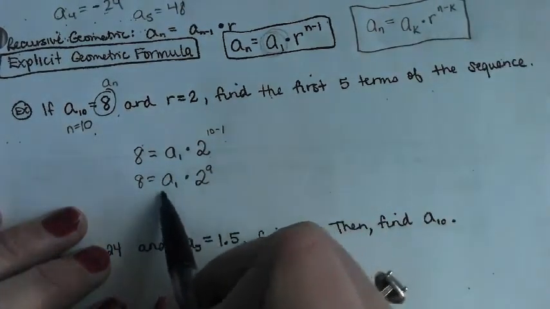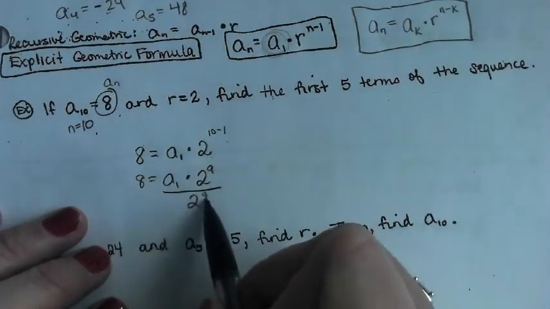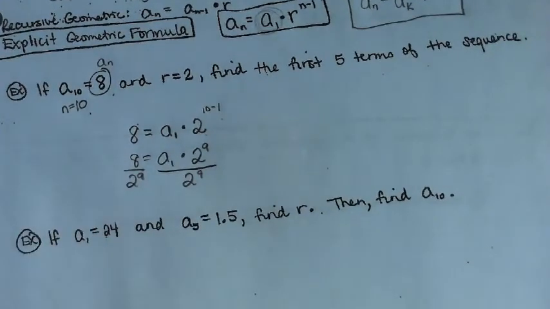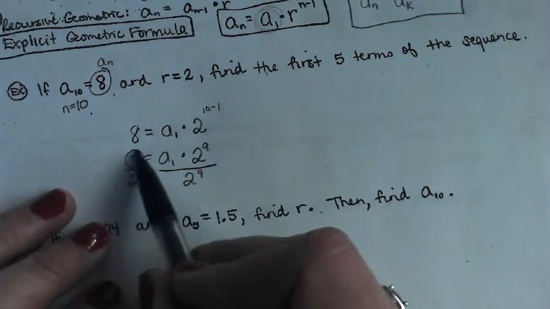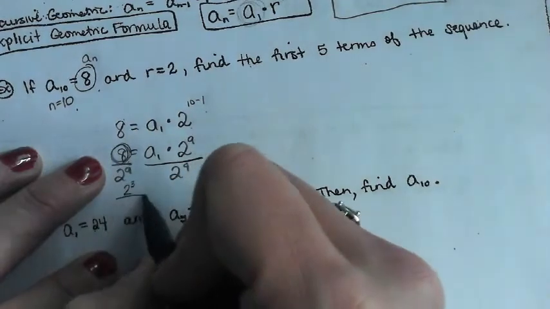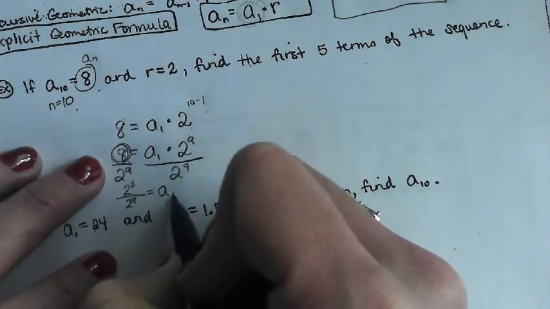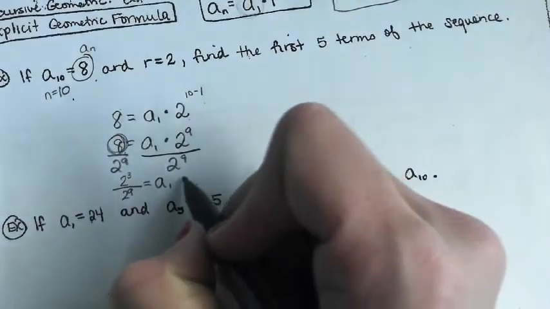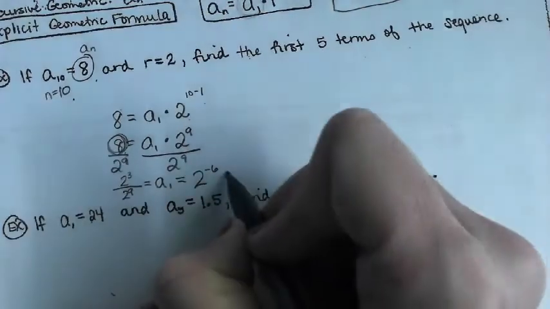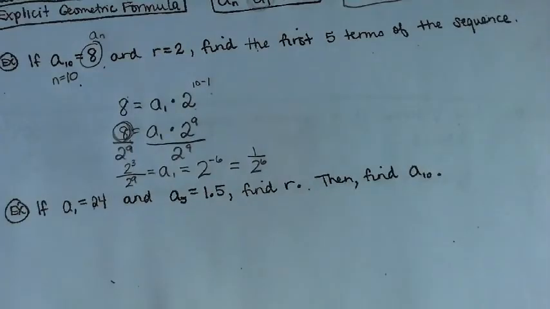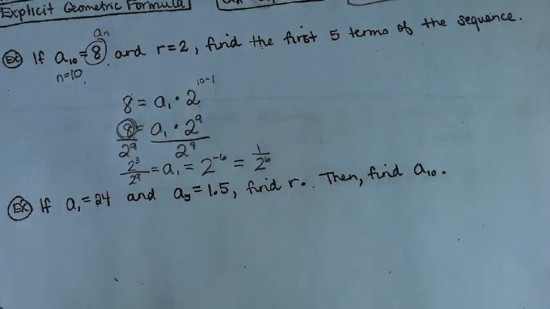Because I have to divide this over, yes? Let's pretend you don't have a calculator. How do I do 8 divided by 2 to the 9th if I don't have a calculator? Nate? Right, rewrite 8. 8 is the same thing as 2 to the 3rd power over 2 to the 9th. And then you can follow your exponent rules, which is to subtract those. So that would be 2 to the negative 6th. Thank you. Which is 1 over 2 to the positive 6th.